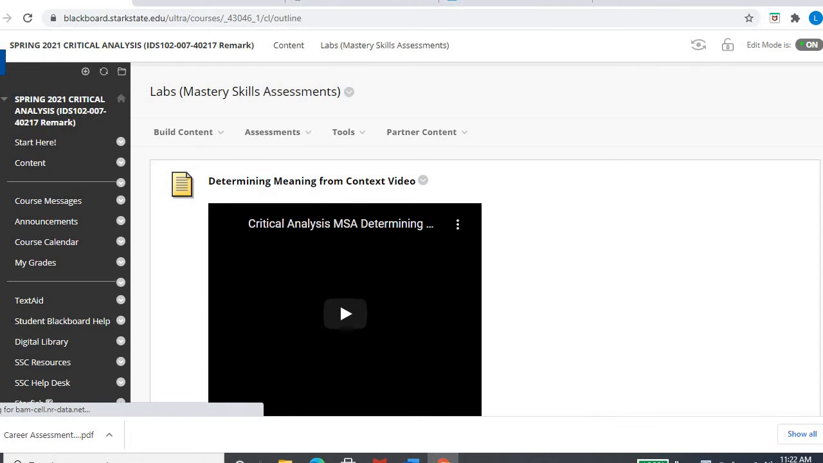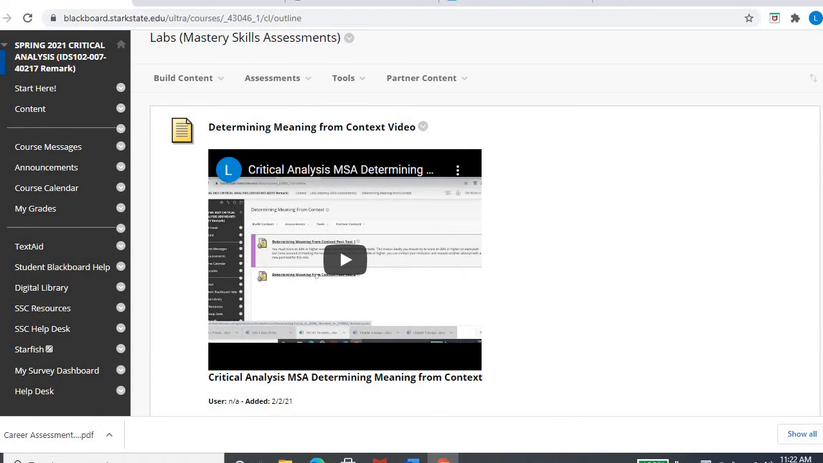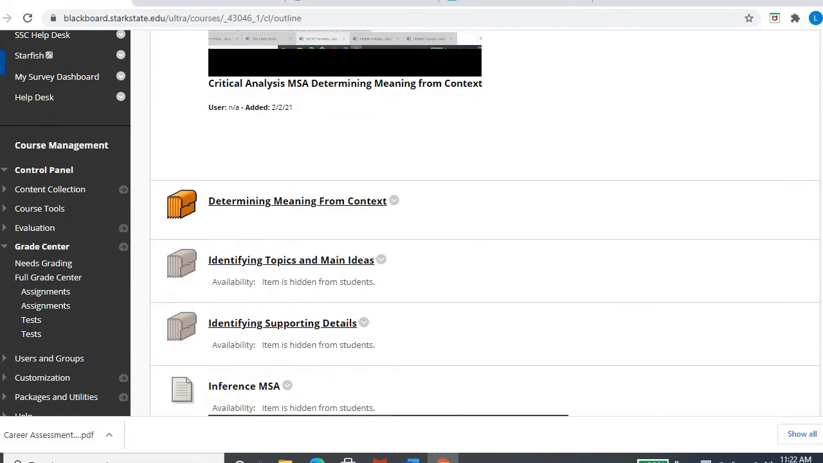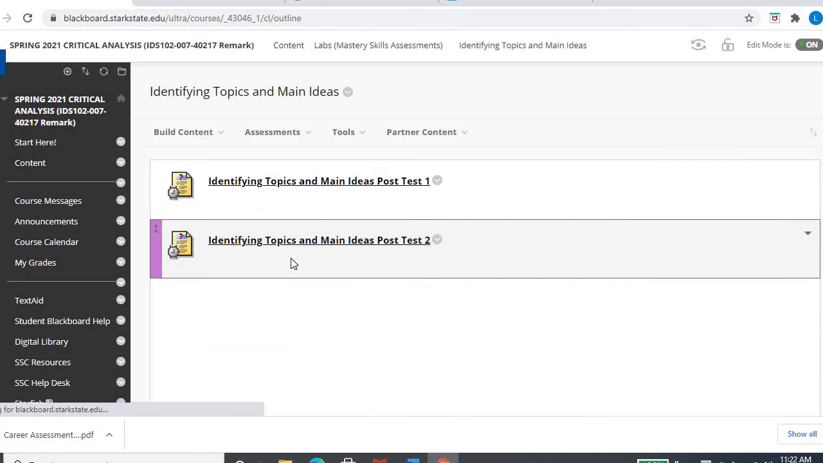So your very first skill has been open now, Determining Meaning from Context, which went with Chapter 2 of your textbook. And so the next skill, Identifying Topics and Main Ideas, goes along with Chapter 3 of the textbook, which is why it is opening right now, since this is the week that your Chapter 3 is open and you're working on that particular topic.